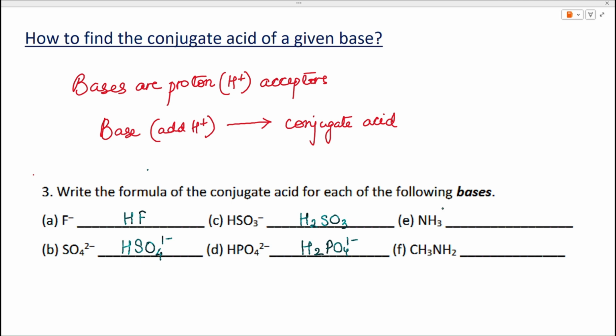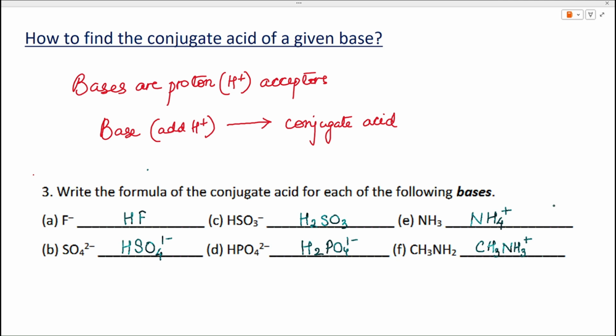Now in NH3, which is ammonia, adding an H positive leads to NH4 and introduction of a positive charge, because this was neutral already. For the last one, we have CH3NH2. So we'll now have CH3NH3 and introduction of a positive charge.